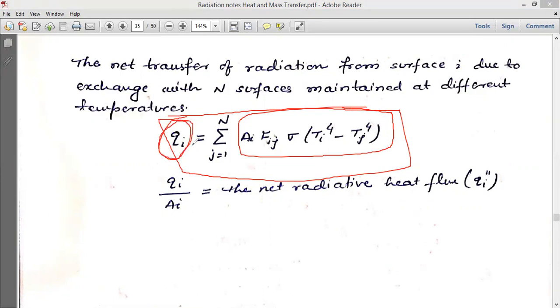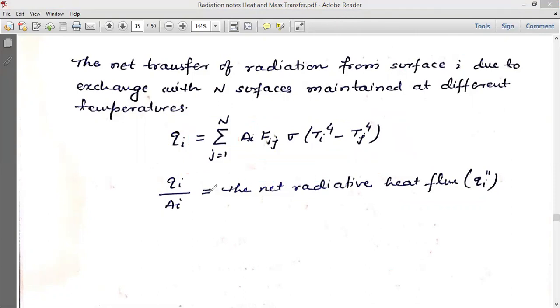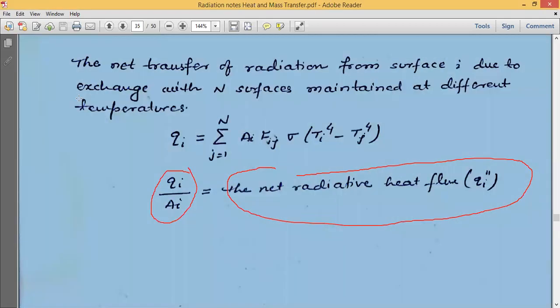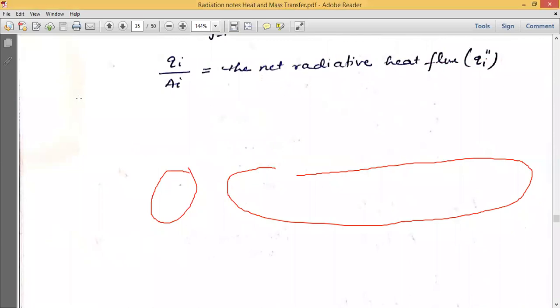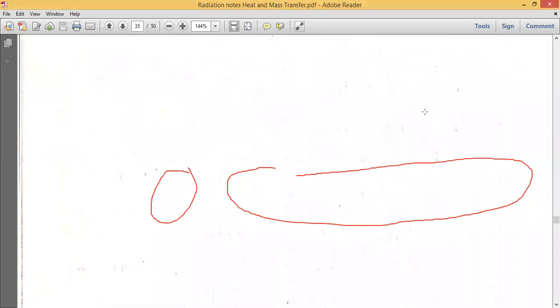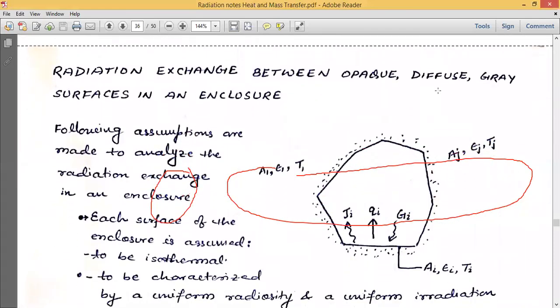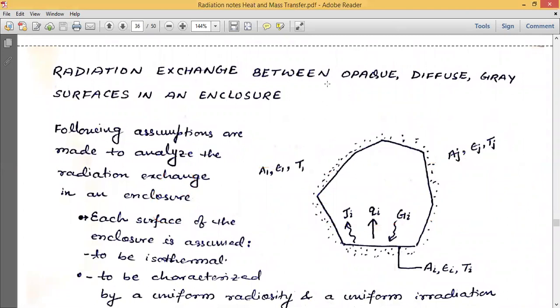If we are interested in determining the flux, then by dividing by the surface area Ai, we can get the net radiative flux. So in this way, we learned the radiation interaction between black surfaces. So next topic, let us move on to the radiation exchange between opaque, diffuse, gray surfaces in an enclosure.